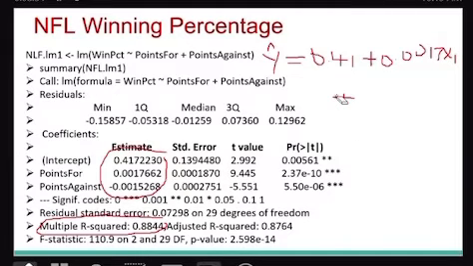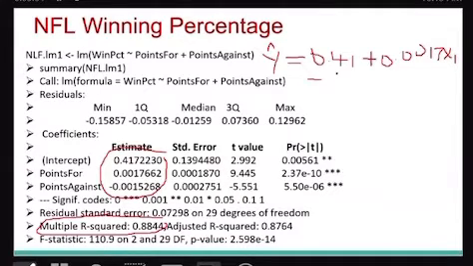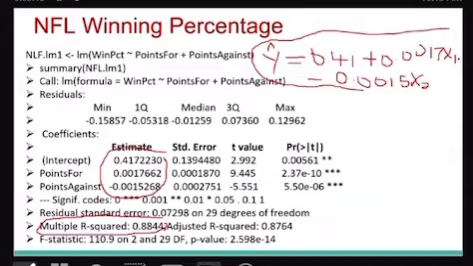The points against is actually negative. Let me clean this. Okay, negative 0.0015 times x2. And you know what x2 represents in this model? It represents points against. If I know what x1 is and what x2 is, I can make a prediction, right? That's a manual way to predict.